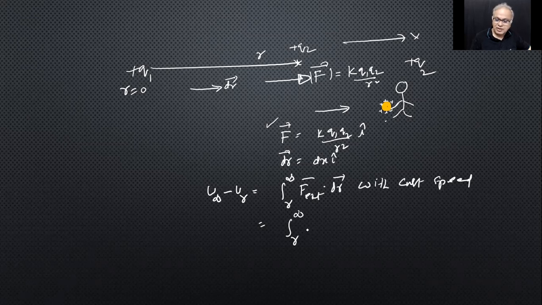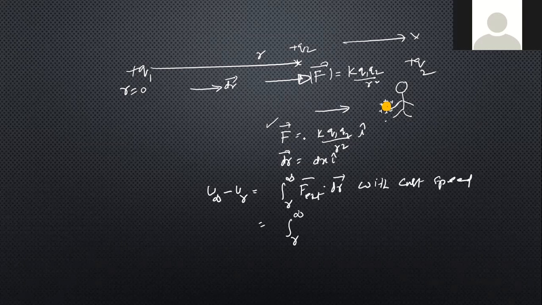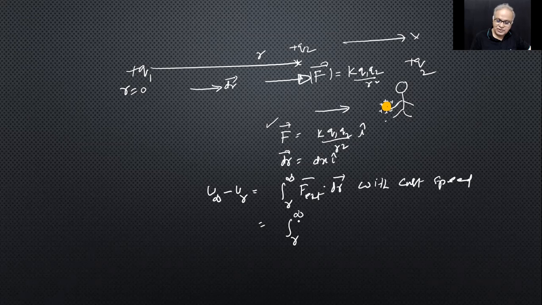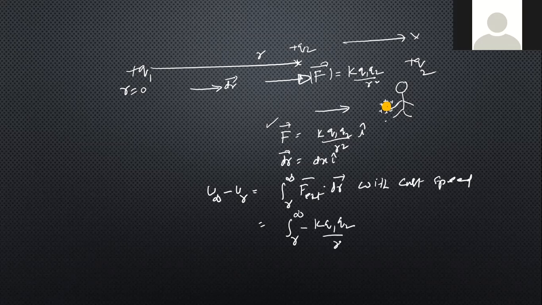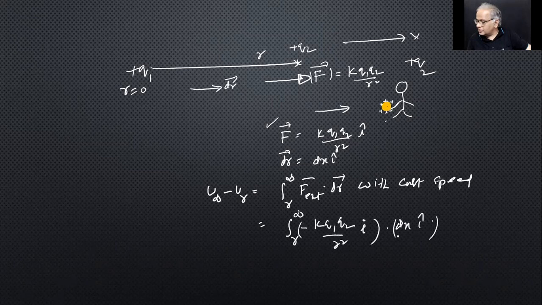In magnitude, but F external will be in opposite direction. So I should write a minus sign here. Opposite direction, minus. Do you understand? It will be against this force. Against that force, isn't it? So minus K Q1 Q2 by R square r cap dot dx i cap. Tell me, do you follow this really?